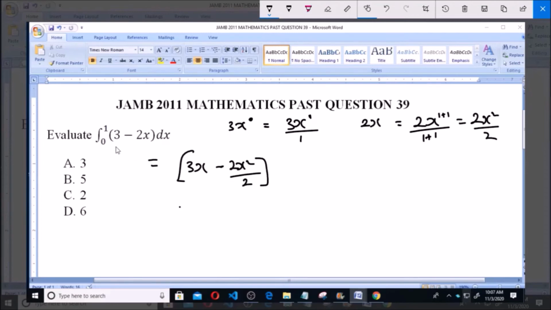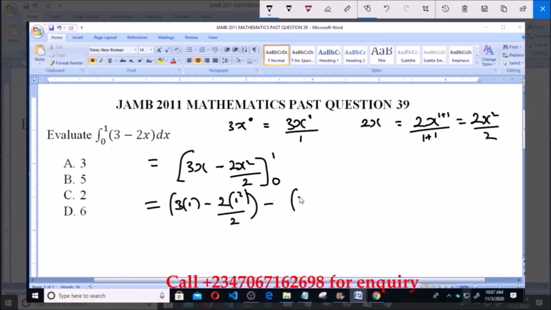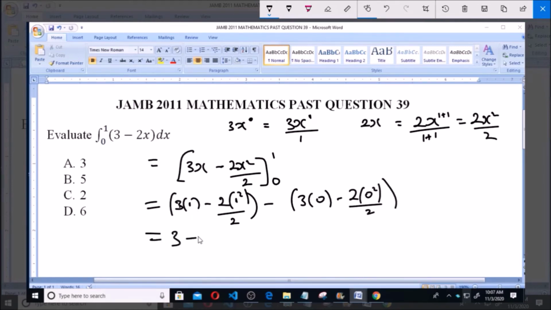Now the limits, 1 and 0, represent the values of x. So this is equal to, when x equals 1, 3 into 1 minus 2 into 1 squared all over 2, then minus, when x equals 0, 3 into 0 minus 2 into 0 squared all over 2. Now this entirely gives us 0. So we have 3 multiplied by 1, which is 3, minus 2 times 1 squared, which gives 2 all over 2, then minus 0. So this is equal to 3 minus 1, which is equal to 2. So the answer to this question is option C.